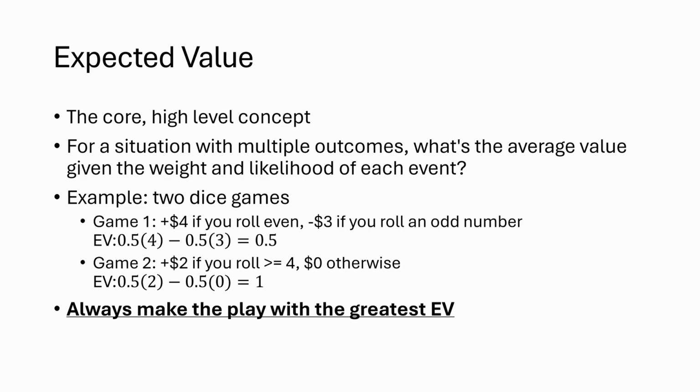Now what does all this mean? All of this just means that you want to play game 2 over the long run because it has a higher expected value. So you're going to get more out of playing game 2 over the long run because it has a higher expected value. So you always want to make the play with the greatest expected value. Now let's move on to an actual example.